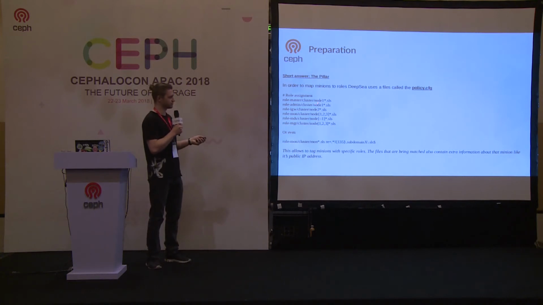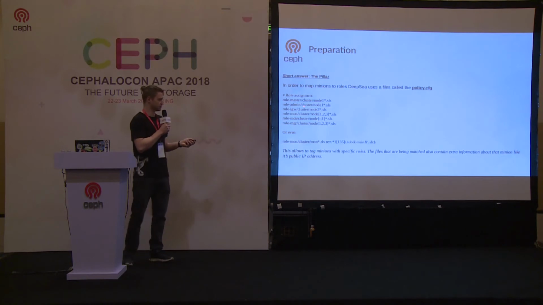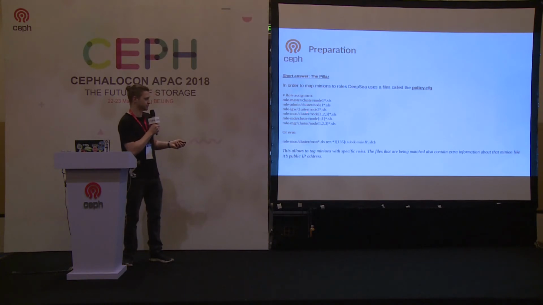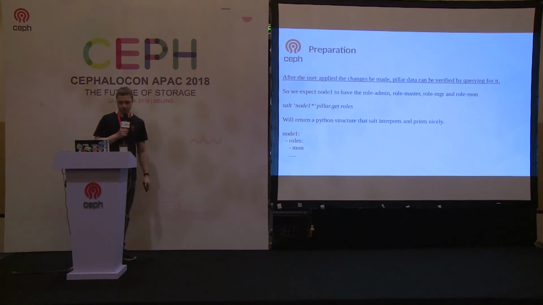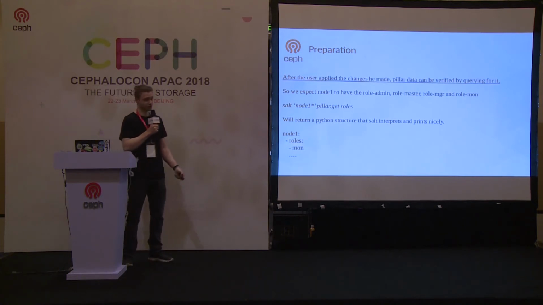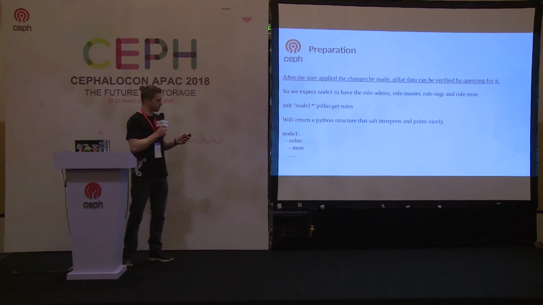In our current example, if you now have a look at node 1, this would then be the role master, role admin, not role IGW. It would be a monitor, it would not be an MDS, and it would have a manager. So if we check that, because we can also query for it, it returns a structure and then it will give you the name of the roles.